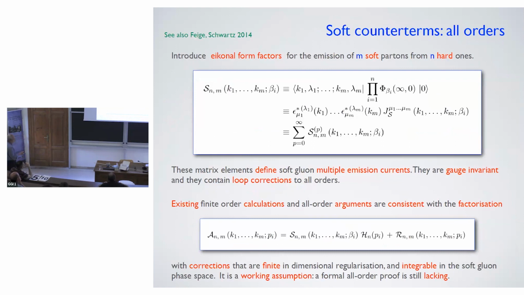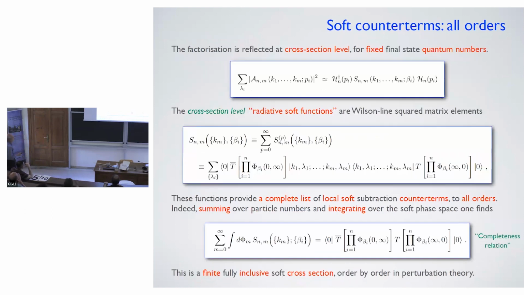And this is sort of the object which is supposed to be responsible for all the soft singularities, both in the sense of poles and in the sense of radiation, although this is actually not a theorem. And then when you square it, this is the squared matrix element, you get something like this. So matrix element times complex conjugate. And this is the thing that if you sum over the number of particles and integrate over the phase space, will give you a finite quantity.